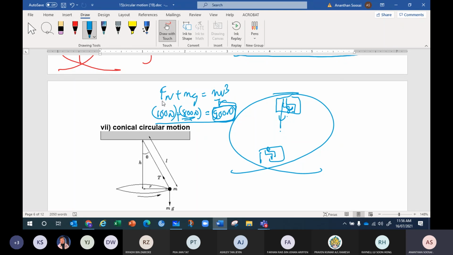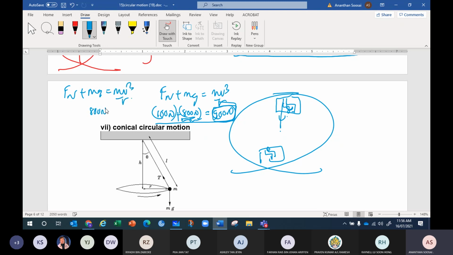But when do you get the normal force? When you press the track. When you press the track, the normal force will be exerted. But do you always press the track? You'll press the track only if the weight can't contribute enough centripetal force. For example, let's say Fn plus mg equals mv squared over r.